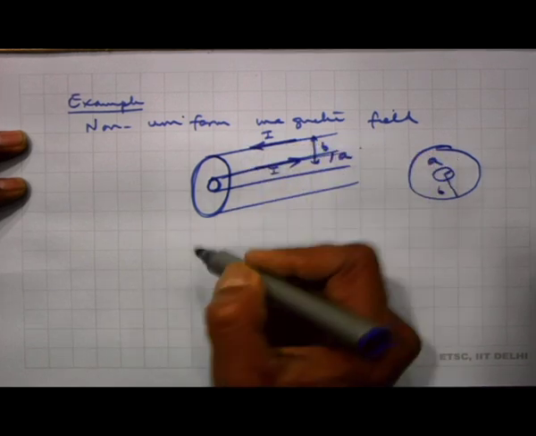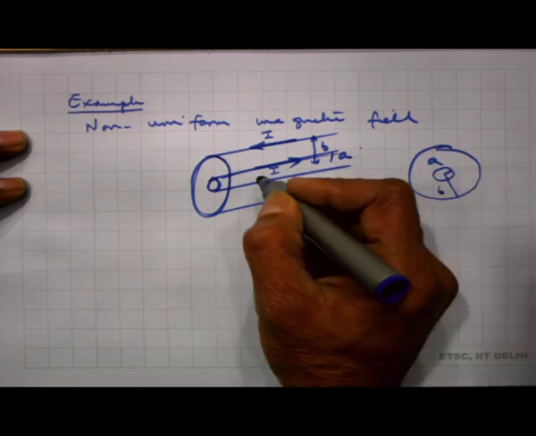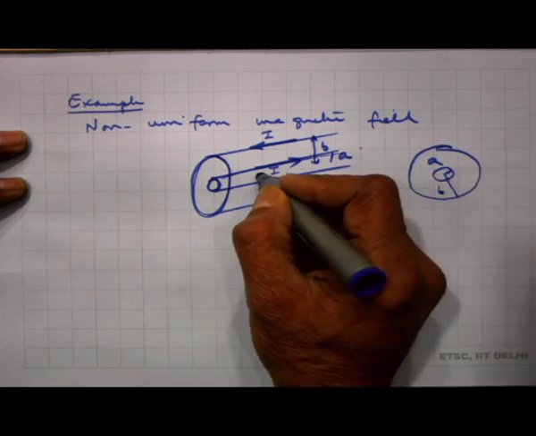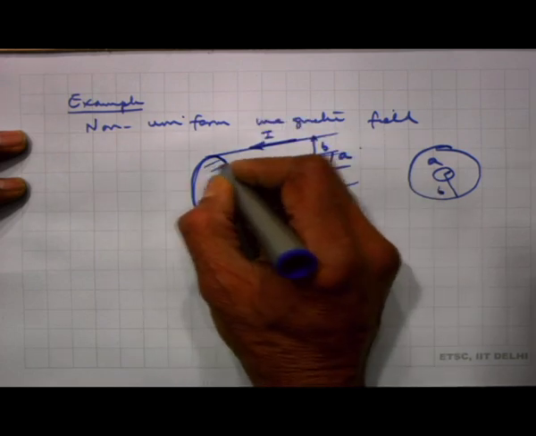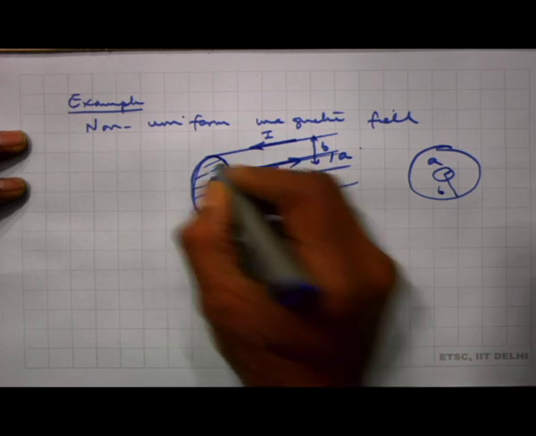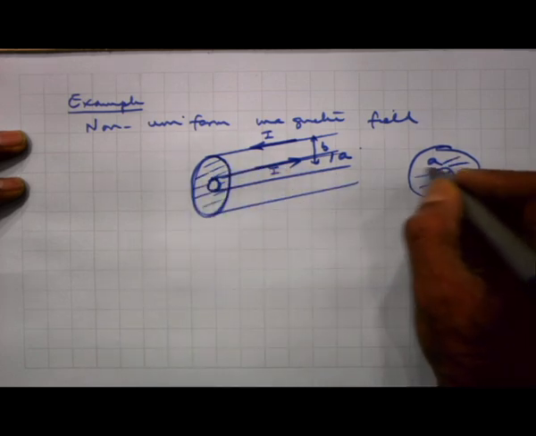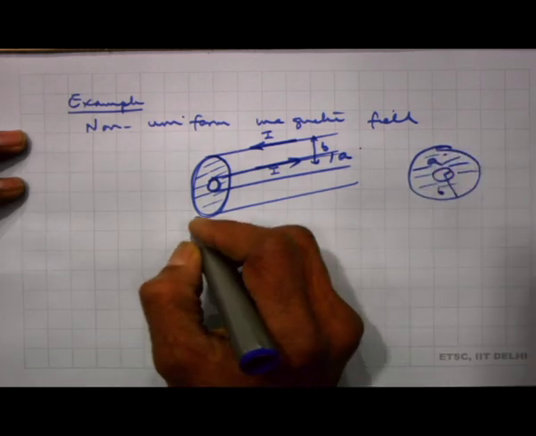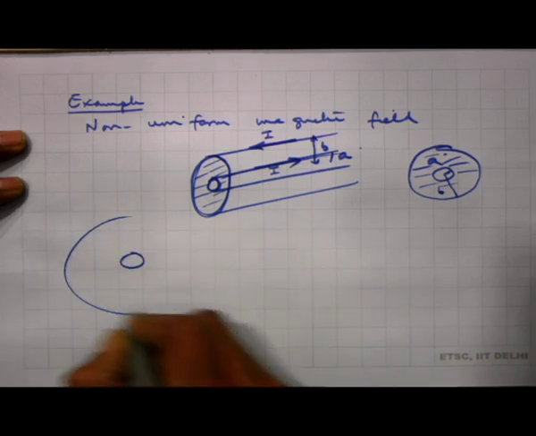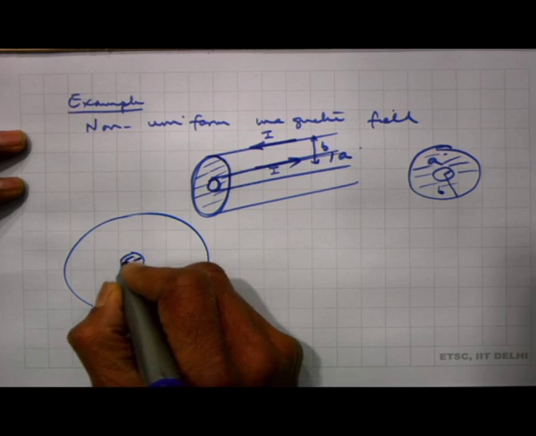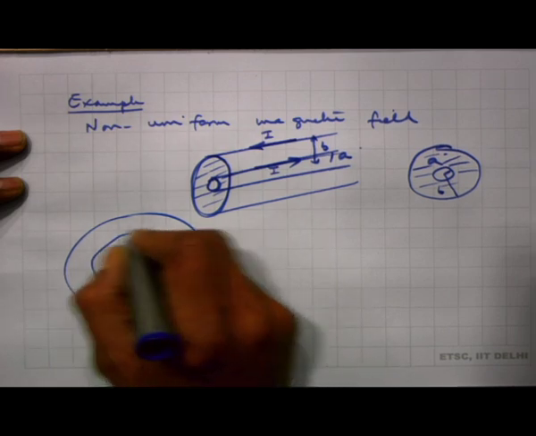Now, because of the current I passing in the forward direction and the same current I in the reverse direction, I leave it to you to show that there is no magnetic field within this area here and there is no magnetic field outside this area. So, the entire magnetic field is in this volume here. This is the area in which the magnetic field will be existing. So, to calculate the magnetic field, what do I take? These are the two conductors, and I take a circular path of radius r.